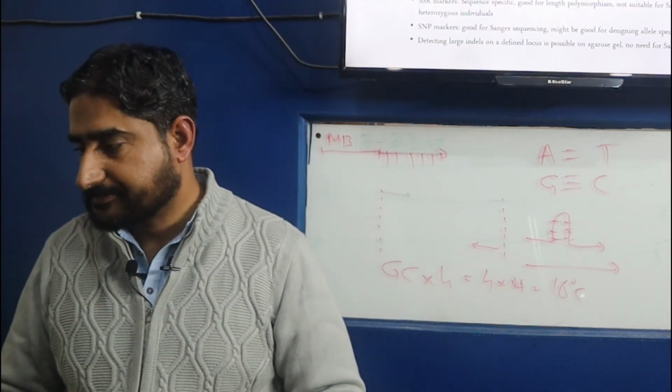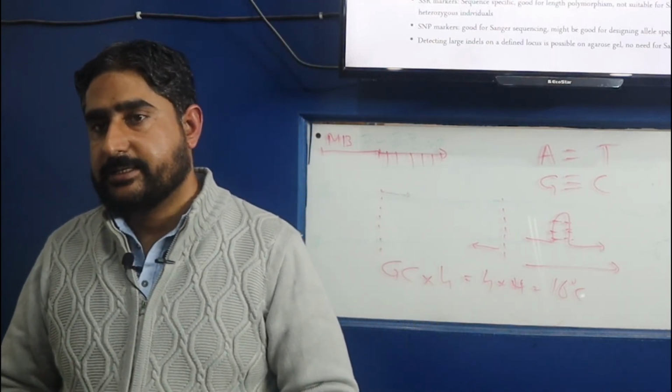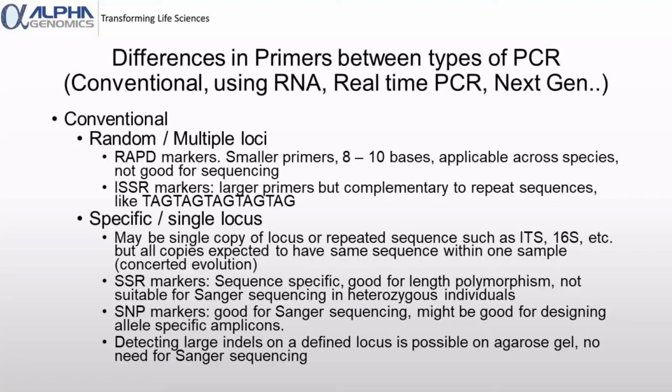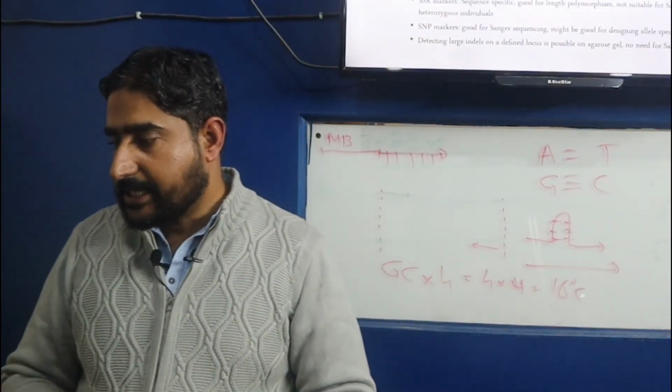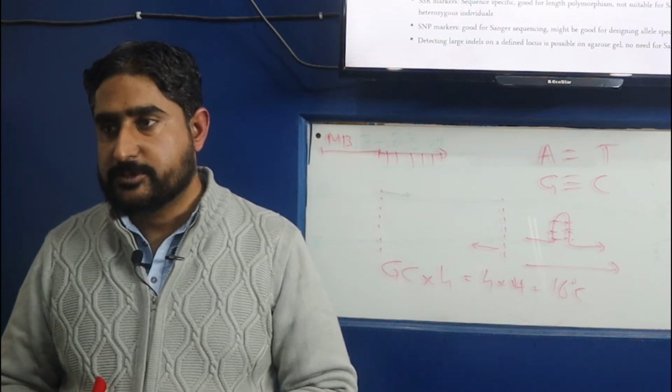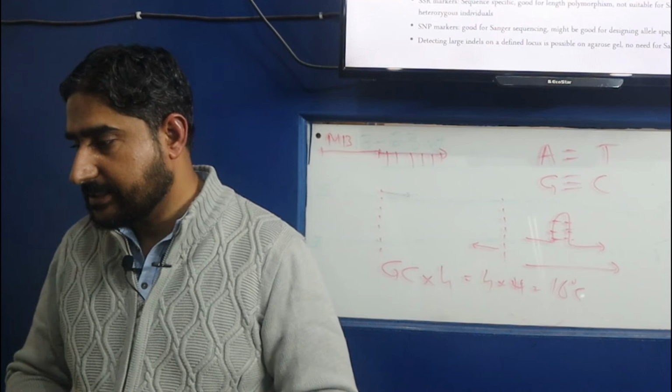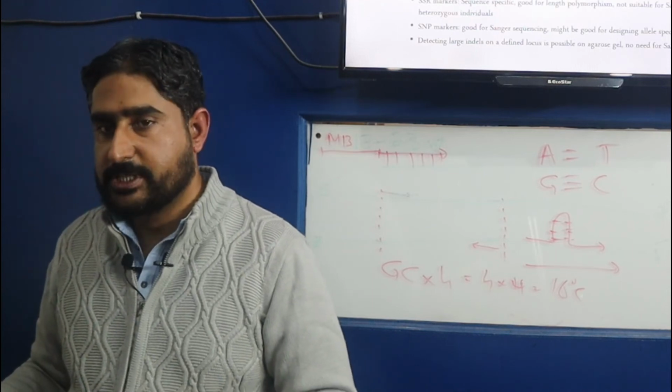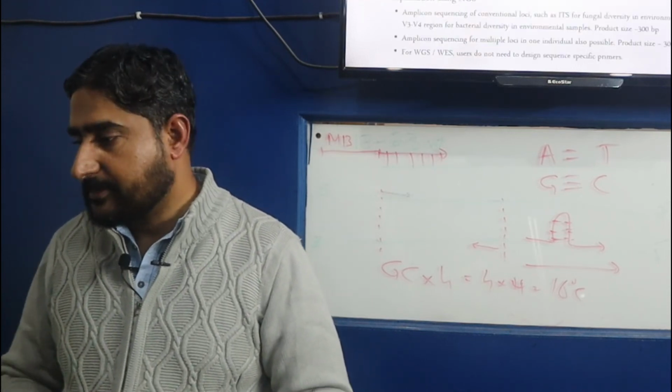So for example, as I earlier told, some primers are designed to anneal to multiple template sites on the template DNA. For example, RAPD markers, or random amplified polymorphic DNA markers, and ISSR markers. These are the markers which are designed to anneal to multiple different sites on the template DNA. And then there are other primers which are designed to anneal to a specific single locus on the DNA. So depending upon these, we need to pick appropriate primers.